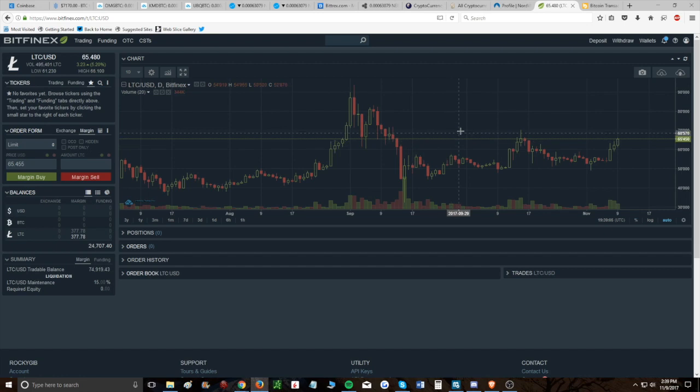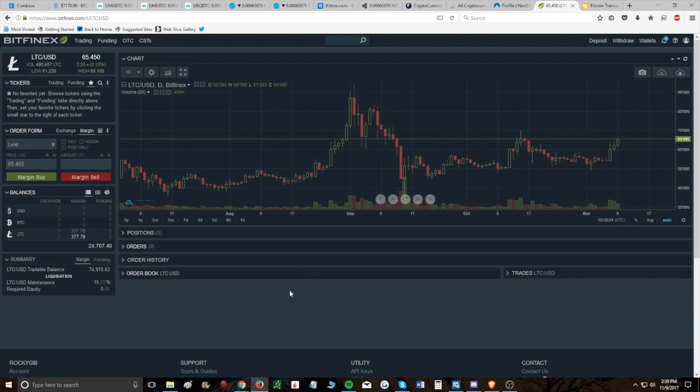Bitfinex also allows you to trade with leverage up to 3 times, I believe. And that means I could trade with more money, 3 times the amount of money in my account. So in this account, I have about $24,000, and I'm able to trade with up to $75,000. It can be very helpful, but it could also be very risky. So I would not necessarily recommend this for beginner traders.